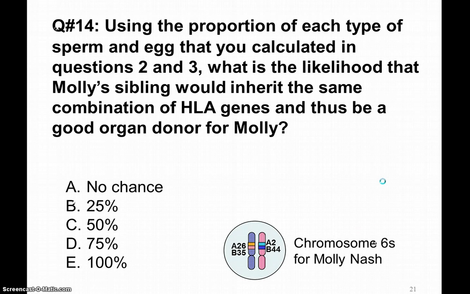14. Using the proportion of each type of sperm and egg that you calculated in questions 2 and 3, what's the likelihood that Molly's sibling would inherit the same combination of HLA genes and thus be a good organ donor for Molly?